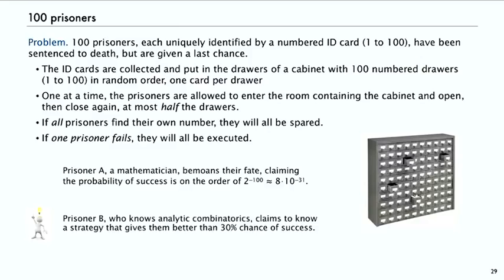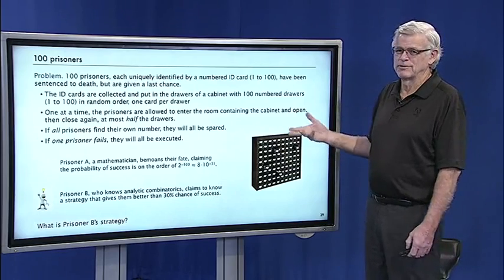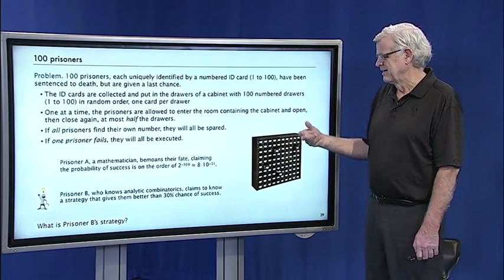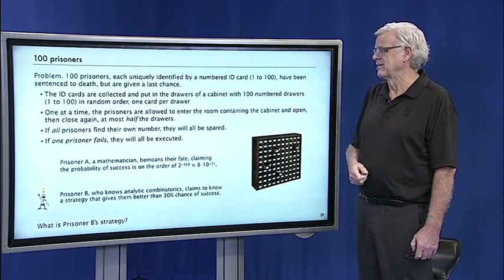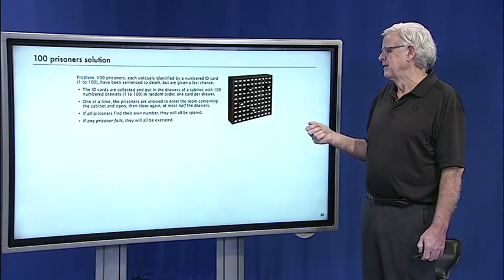But there's another prisoner who knows some analytic combinatorics, and he said, I think I have an idea. I know a strategy where at least we have a 30% chance of success. So the Google interview question is, what's the strategy? Really, what prisoner A was saying was that his strategy was going to be to pick drawers at random. And obviously that's not the best strategy. So what's prisoner B's strategy?